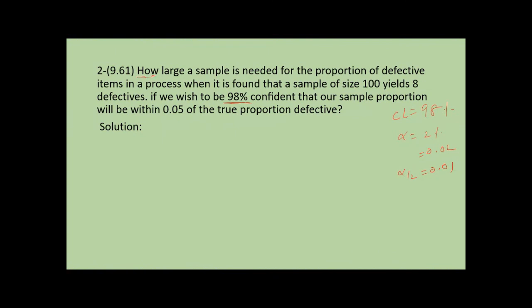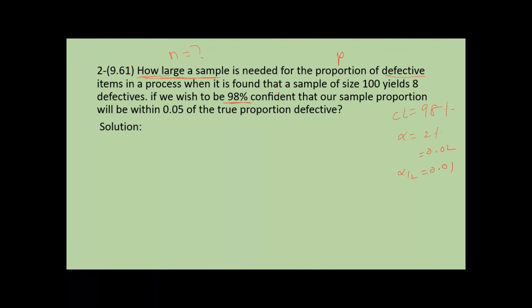How large is the sample? So the question is about the sample size. Find the sample size. How large a sample is needed for the proportion? So we are dealing with the P, isn't it? So where there will be P cap and Q cap, we need to find how for the proportion of defective items is success. Getting a defective item is success.